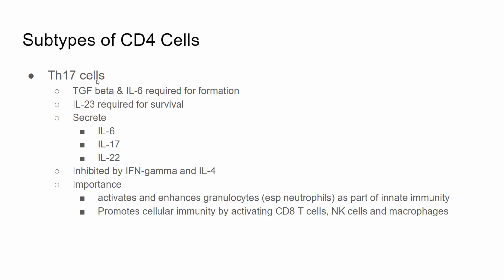Know that TGF beta and IL-6 are needed for the formation of Th17, but you also have to have IL-23 in order for them to survive. So you could make them, but then they'll die if they don't have IL-23. They are inhibited by interferon gamma, which is from Th1, and IL-4, which is from Th2. So both Th1 and Th2 will inhibit Th17 cells.